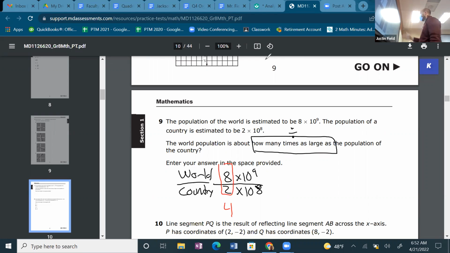And then, you remember the rules of exponents. What do we do with exponents in a fraction? Add them, subtract them, multiply them? We subtract them. Very good. So it's 9 minus 8, which is 1. So times 10 to the first.